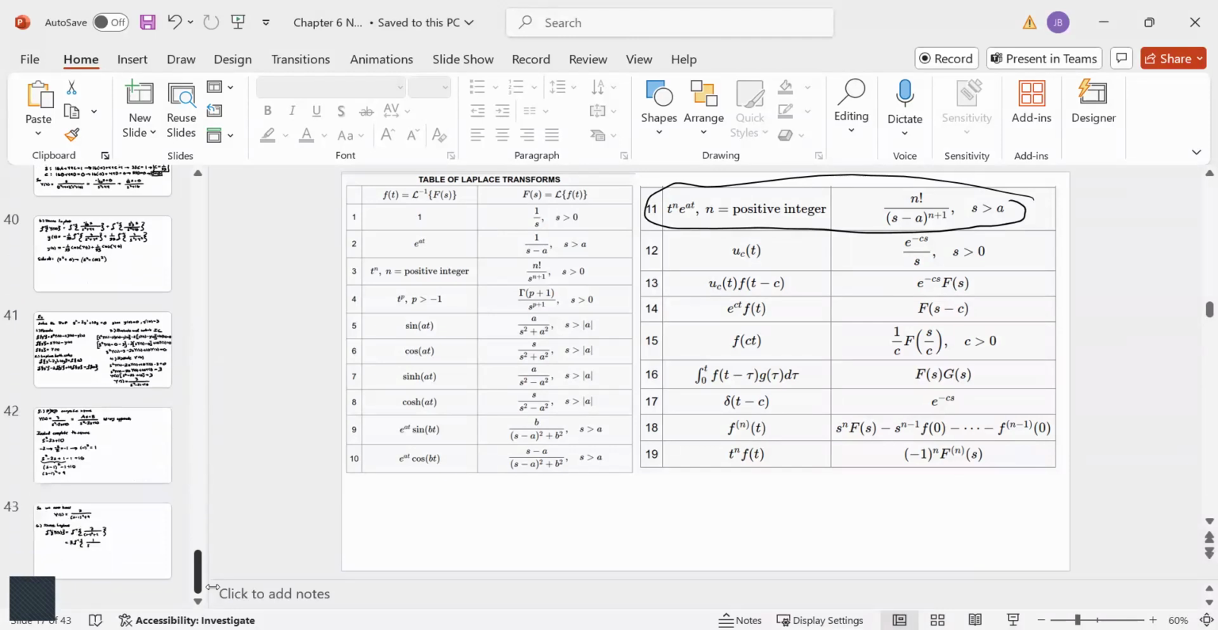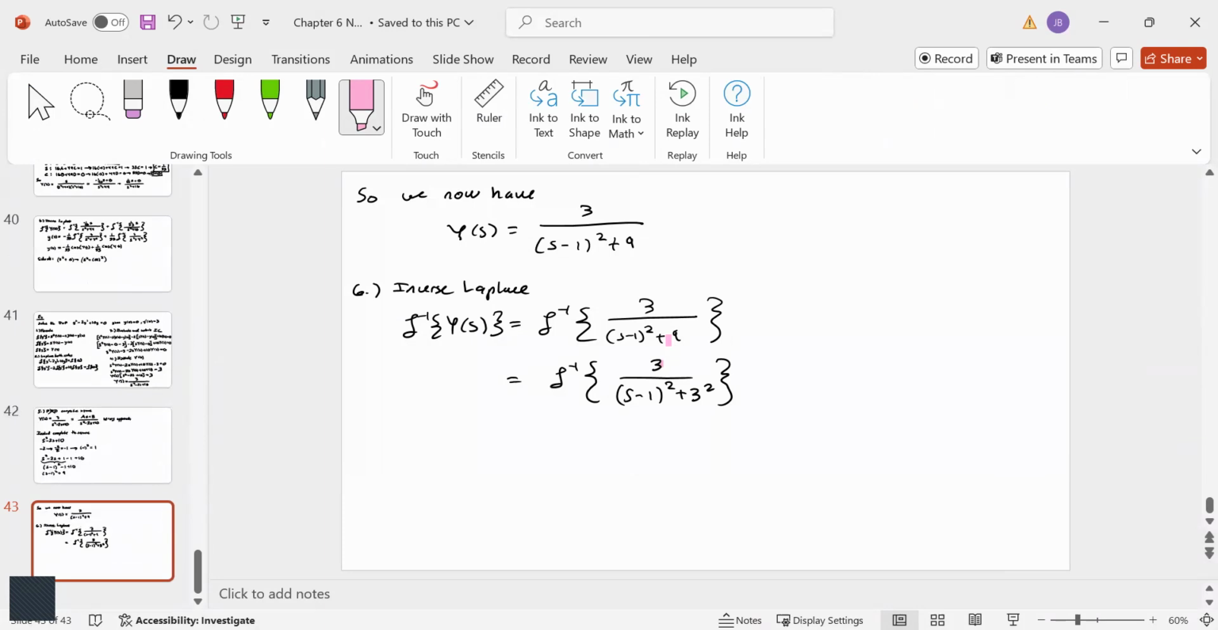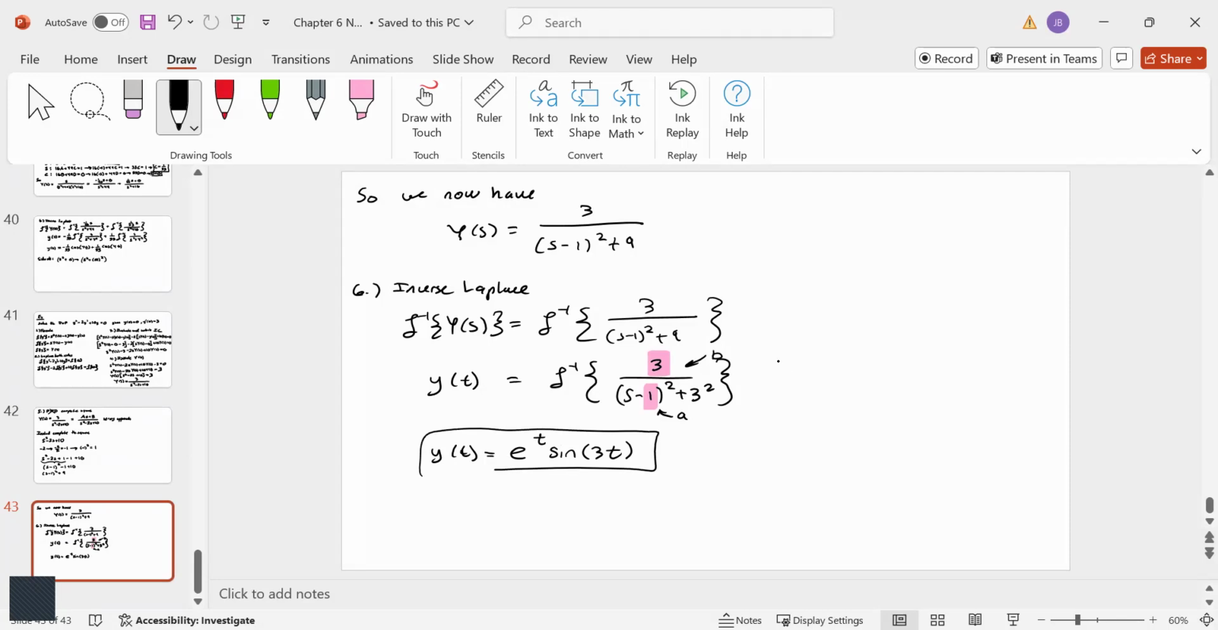So I instinctually always factor out the numerator, but we notice that if I write 3 squared right here, I should actually keep it in the numerator because now it matches up perfectly, right? And so according to my table, this is B and this is A, right? So this right here is B and this right here is A. And so this is y of t. So then y of t is equal to e to the t sine of 3t, like that. And there you go. That's all you had to do.